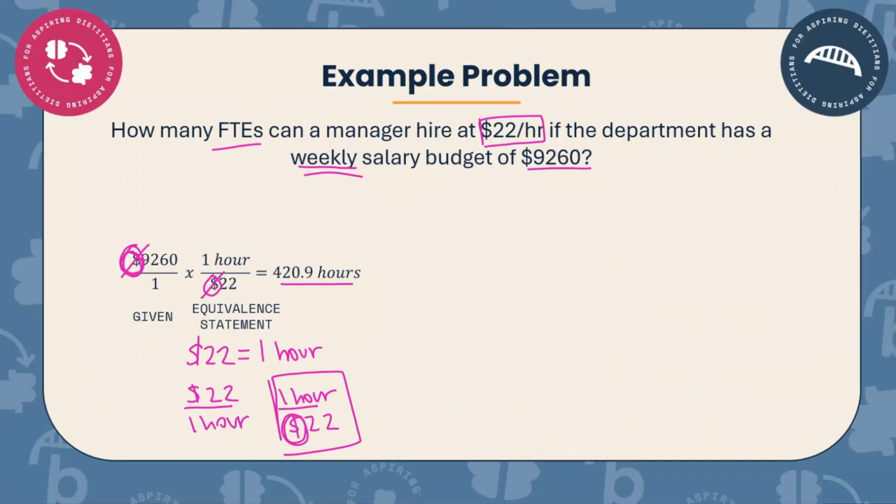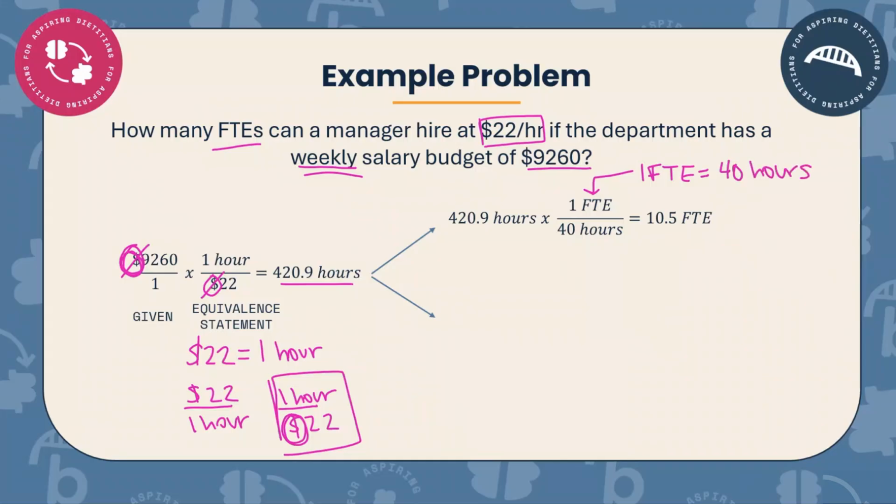This 420.9 hours represents all the labor time that the budget can cover. But the question is asking for FTEs. So we'll use the standard hours in a week to figure out how many FTEs this is. And we can actually do this 2 ways. The first way using dimensional analysis, which I'm partial to. 1 FTE in a week is 40 hours. And since those 2 values are equal to each other, we can convert from hours to FTEs. 10.5 FTEs is 420.9 hours.